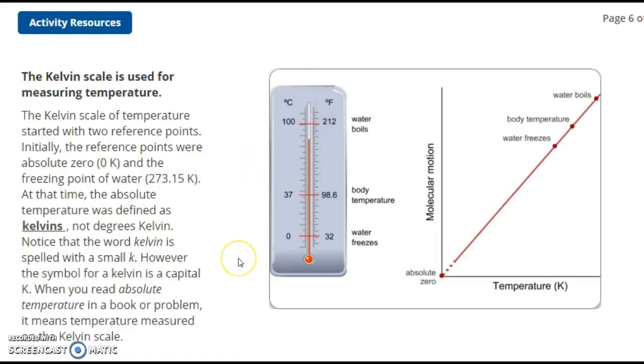The Kelvin scale is used for measuring temperature. The Kelvin scale of temperature started with two reference points. Initially, the reference points were absolute zero and the freezing of water, 273.15 Kelvin. At that time, the absolute temperature was defined as kelvins, not degrees Kelvin. Notice that the word kelvin is spelled with a small k. However, the symbol for Kelvin is a capital K. When you read absolute temperature in a book or problem, it means temperature measured on the Kelvin scale. And again, they don't say degrees Kelvin.